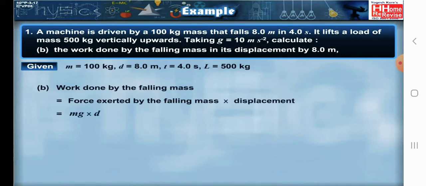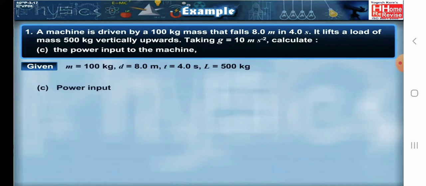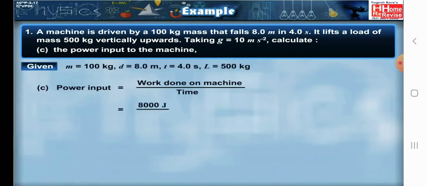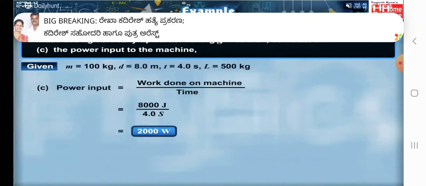B. Work done by the falling mass is equal to force exerted by the falling mass into displacement, which equals mg into d. Substituting the values, it equals 1000 into 8, which equals 8000 joules. C. Power input is equal to work done on machine upon time, which equals 8000 joule upon 4 second, which is equal to 2000 watt.